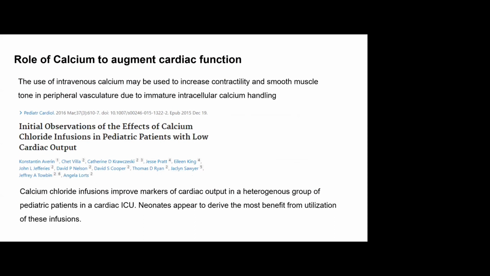And calcium, we use it often. We use it as an emergency drug to improve blood pressure and also cardiac function. We all know that in neonates, the calcium handling is not that mature. So giving extra exogenous calcium does improve the blood pressure. And this is a study which was published in 2016, which looked at calcium chloride infusions. However, we prefer to use calcium gluconate because the elemental calcium is 1/3 of the calcium chloride. And it does improve the blood pressure and the cardiac output, more so in neonates.